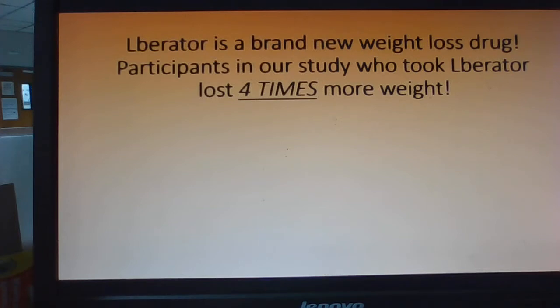So let's say we have this brand new weight loss drug, and it's called the Liberator. Participants in our study who took Liberator lost 4 times more weight. Well, that sounds amazing, doesn't it?